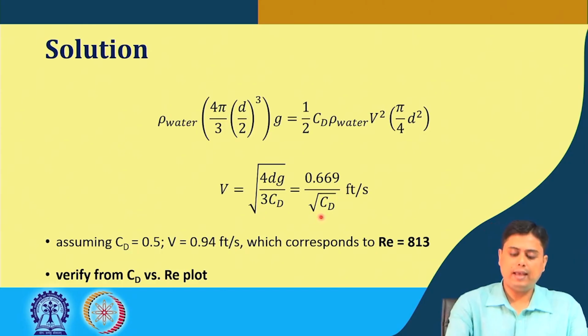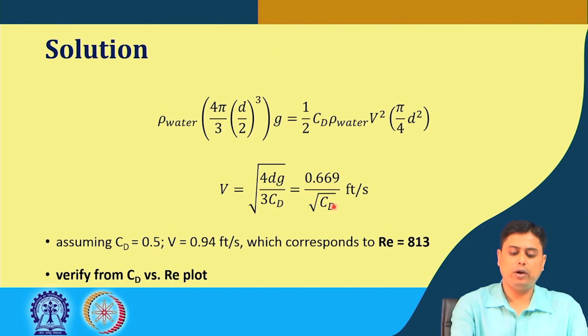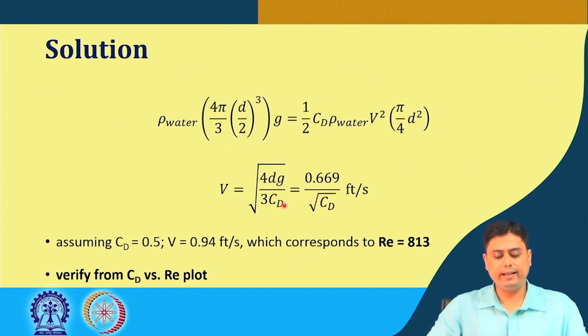For example, if we assume CD to be 0.5, we calculate a V of 0.94 feet per second, which corresponds to Reynolds number 813. Now we go back to CD versus RE plot and then we can recheck that, for our Reynolds number of 813, the CD is 0.5 or numerically close to 0.5. So that means our assumption of CD 0.5 fits well. So basically it involves some trial and error method to find out what is the CD and RE.